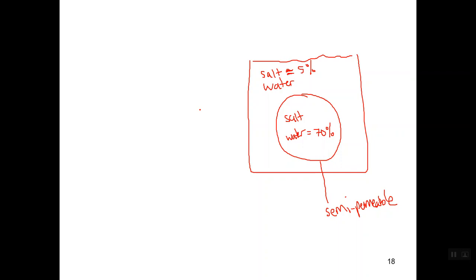All right, hopefully you've done that and you've unpaused. So here's what you should have done. The first thing you're always going to do in these examples is do your calculations. So we're going to calculate the amount of water outside the cell. Well, they have to add up to 100%, right? So outside the cell, water must be 95%. Inside the cell, I gave you water, so you actually calculate the salt. That has to be 30%, again, because they add up to 100.